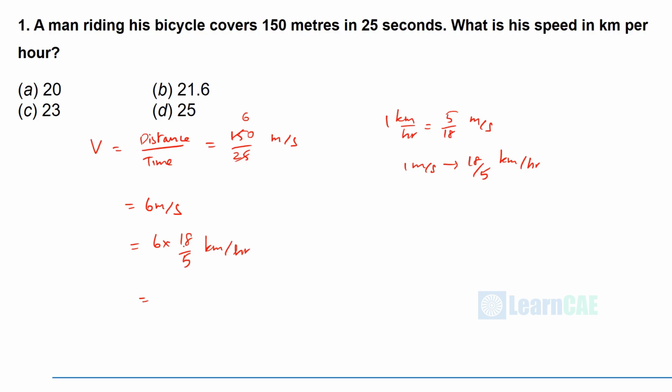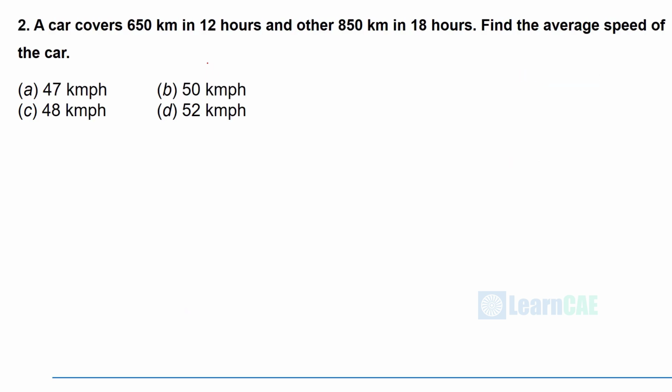This will be equal to 6 8s are 48, 4, 6 6s are 36, 4, 10, 108 by 5. 2 5s are 10, 8, 1 5 is 5, 3, 0, 6. So the answer is 21.6 km per hour. Answer is B. Next question.